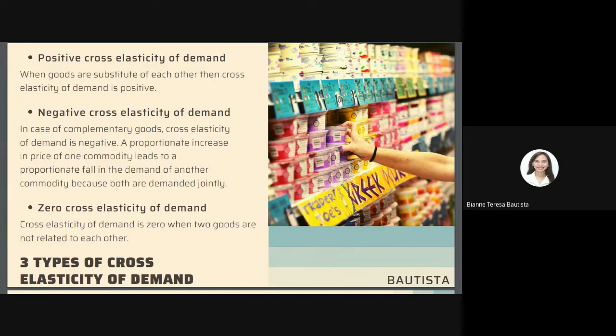And the third is the zero cross elasticity of demand. So the goods have no relationship in consumer consumption patterns. Price changes in one product don't affect the quantity consumed by the other product. So for example, we can compare two random products, pencils and toothbrushes. If the price of the toothbrush was to increase by 10%, it would have no impact on the number of pencils sold. Next slide, please.